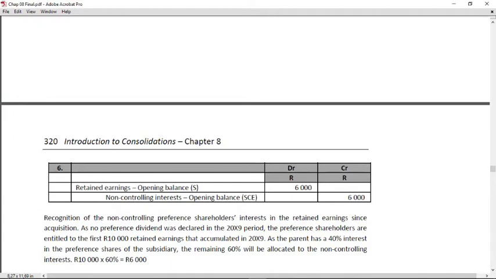But in the since-acquisition opening balance period, we didn't only identify the 33,000 Rand for which we need a journal. We said we need a journal for the 6,000 Rand as well, because the NCI preference shares balance will change with that 6,000 Rand, because the dividend was not declared to them. So they were only increased with the portion attributable to NCI, and this is then the journal entry you need for that.